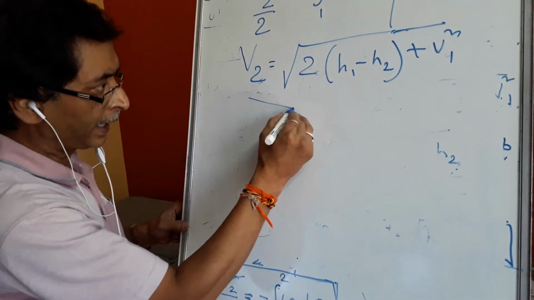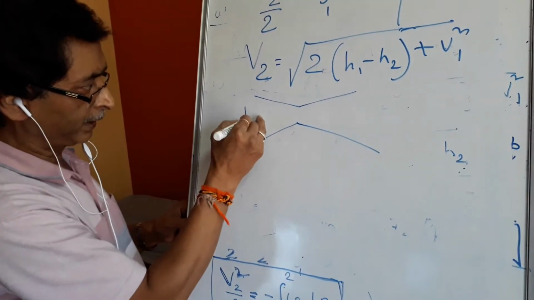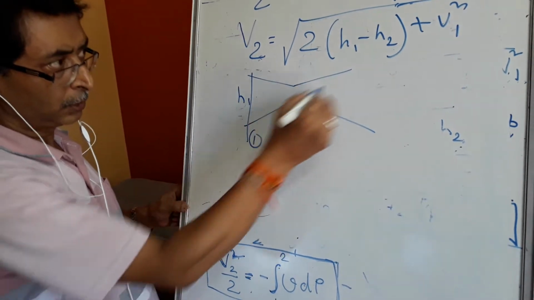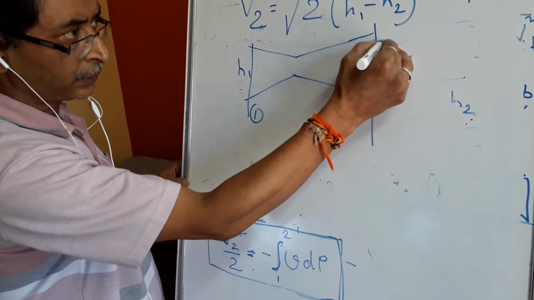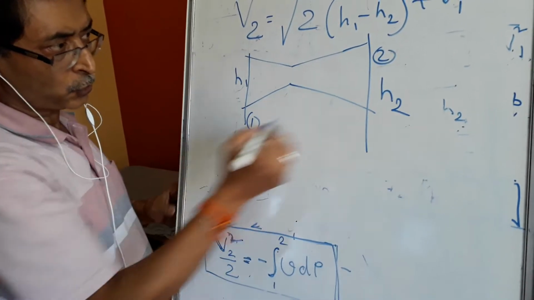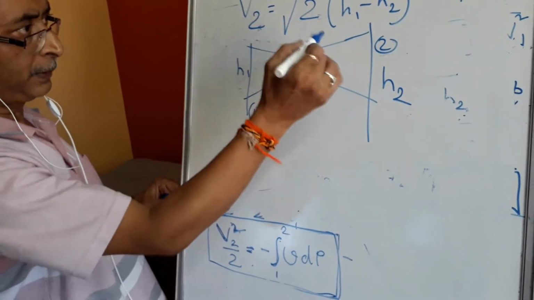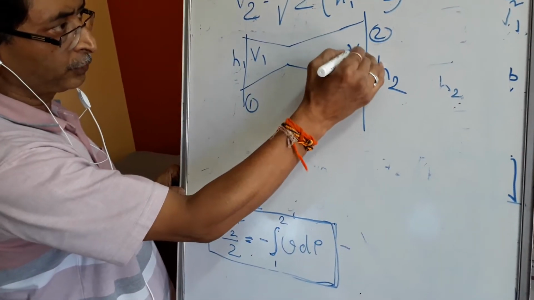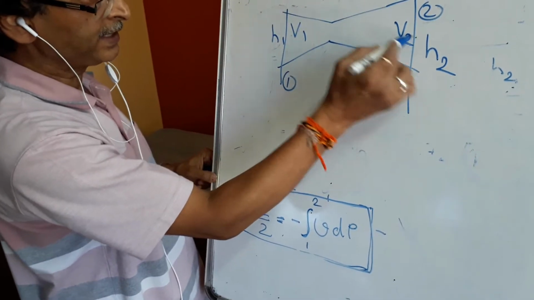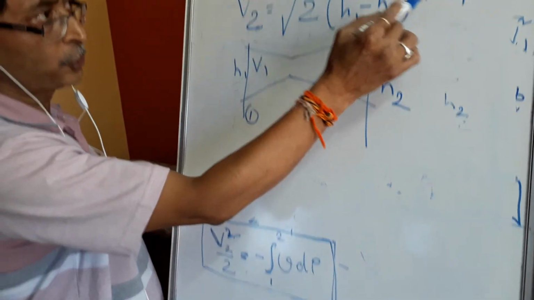What is H1? H1 is this one, the entry point enthalpy. What is the 2 point? At point 2 the enthalpy is H2. This is the velocity V1 and this is the velocity V2. And what is the velocity at the exit? Root over 2 H1 minus H2 plus V square 1.